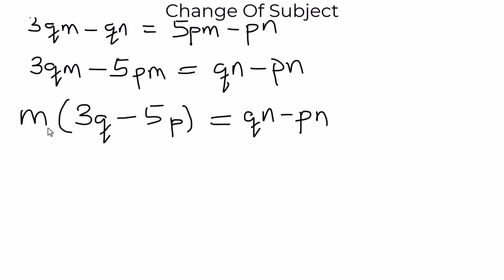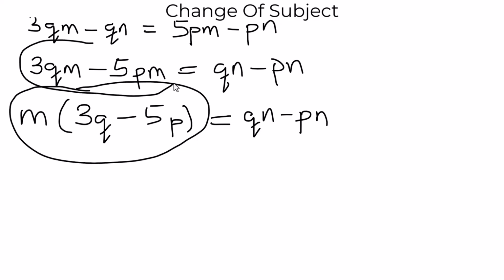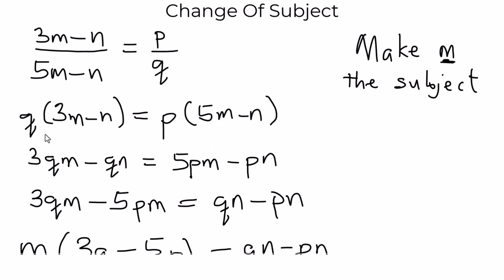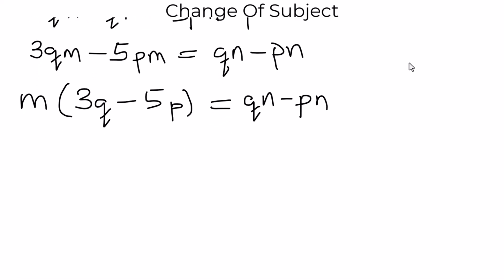You see, basically, what we have here is the same as what we have here. Simply because if you expand this, M times 3Q becomes 3QM, you see? And 5P times M becomes 5PM. So you've actually not changed anything. We just factorized it out because we want to make M the subject. Remember, make M the subject. So that's why we are doing all of this.